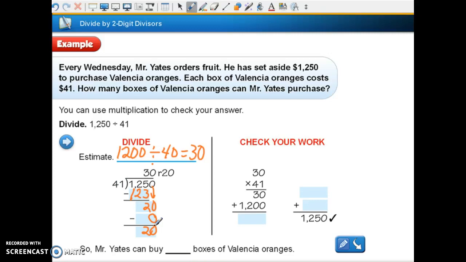Let's go over here and check our work. 30 times 41, 1 times 0 is 0, 1 times 3 is 3. Put your extra 0. 4 times 0 is 0. 4 times 3 is 12. And if I add that, I get 1,230. Don't forget that you had a remainder, and our remainder was 20. If I add that, I get 1,250. So Mr. Yates can buy how many boxes of oranges? 30.